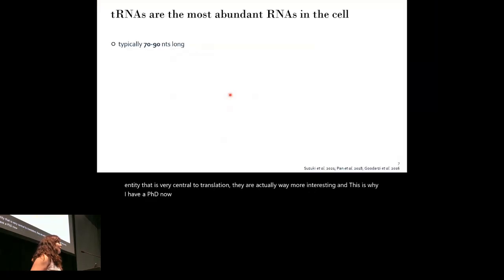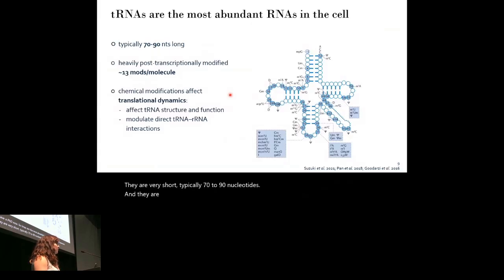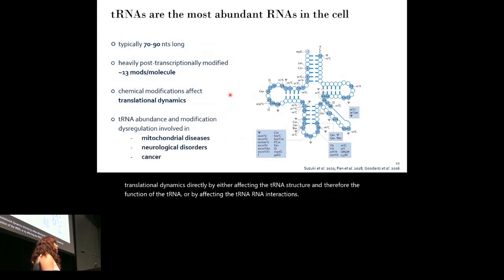Now, tRNAs are the most abundant RNAs in the cell in terms of expression. They are very short, typically 70 to 90 nucleotides long, and they are very heavily post-transcriptionally modified. Those RNA modifications affect translational dynamics directly by either affecting the tRNA structure and therefore the function of the tRNA, or by affecting the tRNA-RNA interactions. And the dysregulation of the tRNA abundance, so the expression, or the dysregulation of the tRNA modifications have both been linked with involvement in mitochondrial diseases, neurological disorders, or even cancer.